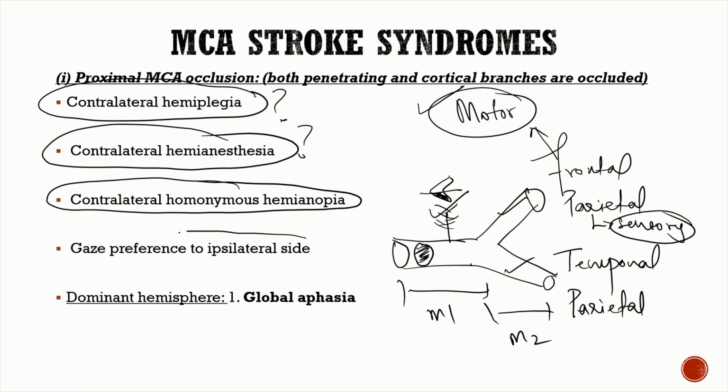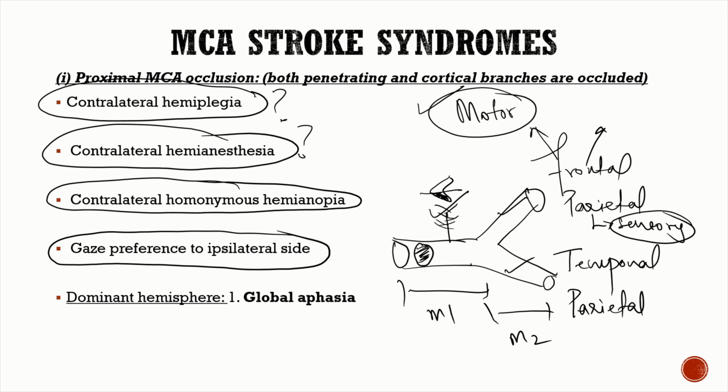And gaze preference to the ipsilateral side. So what happens is, as you know, in the frontal lobe you have your frontal eye fields. So because this is involved, there's going to be gaze preference to the ipsilateral side, or the side of the infarction.